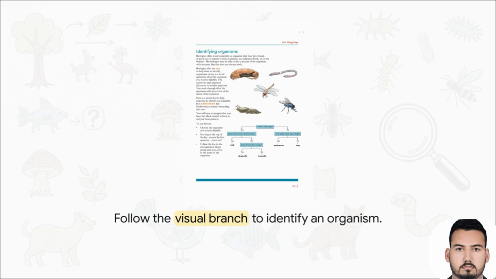Next question, does it have 4 wings? Looking really closely at our bug, no, it only has 2 visible wings. We follow the no line, and boom, we land right on housefly. We just successfully used a dichotomous key. If we had picked the worm instead, we would have answered no to legs, yes to rings, and found earthworm. It is a perfect logical funnel.